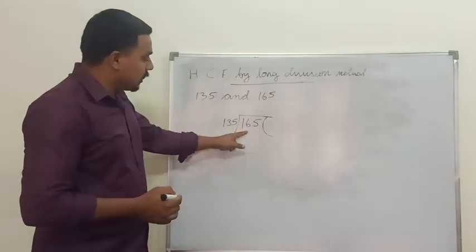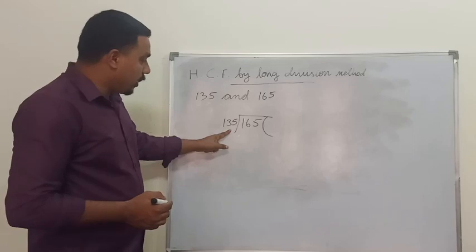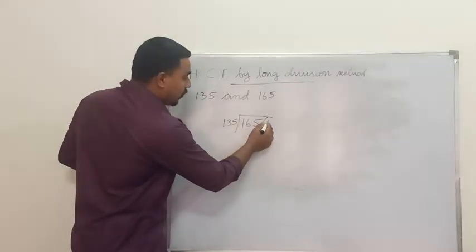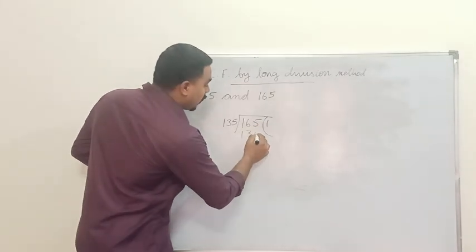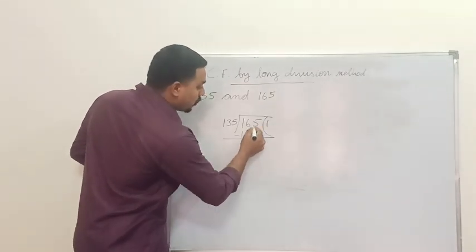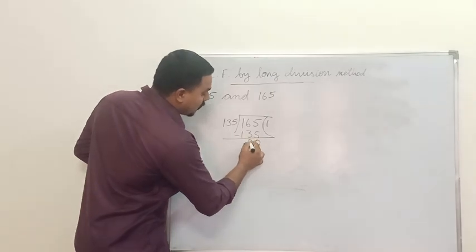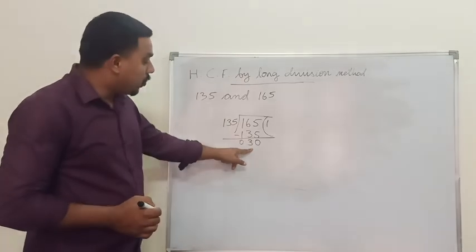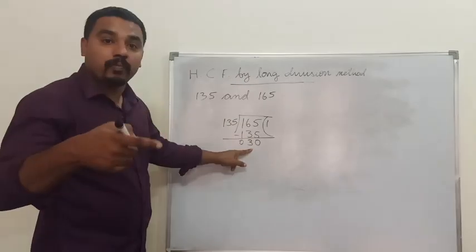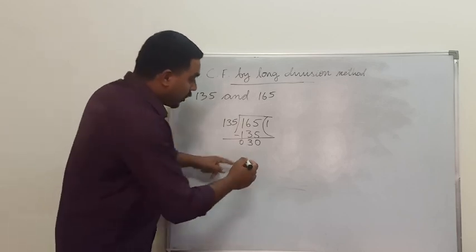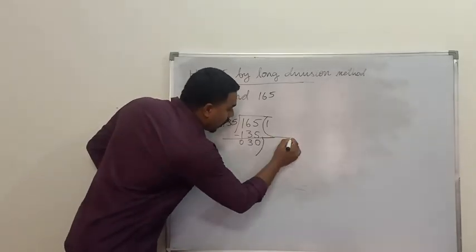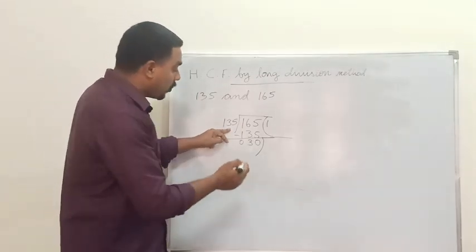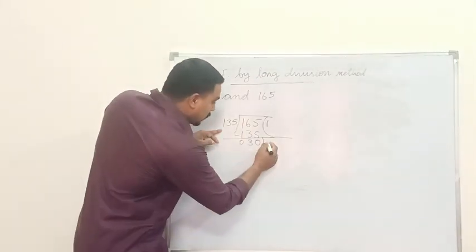Here we are going to divide this. 165 divided by 135. How many times does it go? One time. So 135 into 1 is equal to how much? 135. Subtract it. How much will we get? 0, and 6 minus 3 is equal to 3. Then here it is 0. 30 we have got, right? Now this 30 will become the divisor, and the first divisor will be the dividend. So take this 135 as the dividend.